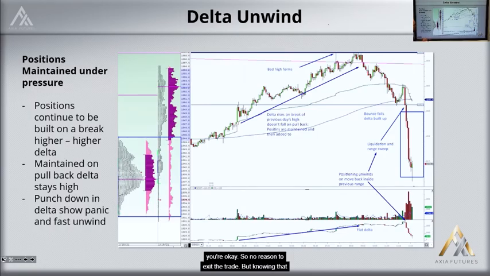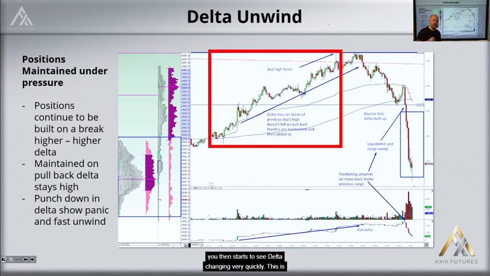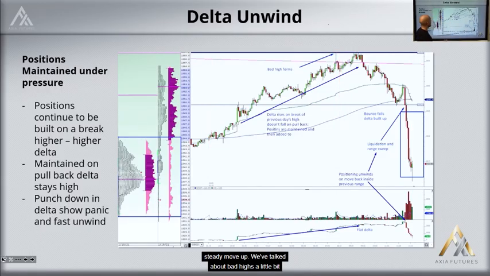But knowing that you have increased delta, knowing that people have got themselves long and they're happy to weather the pullback, if you then start to see delta changing very quickly, this is where the unwind comes from. What we end up with here then is a steady move up. We talk about bad highs a little bit more when we get to profile, but what you're seeing there is a market that continually trades the same high.